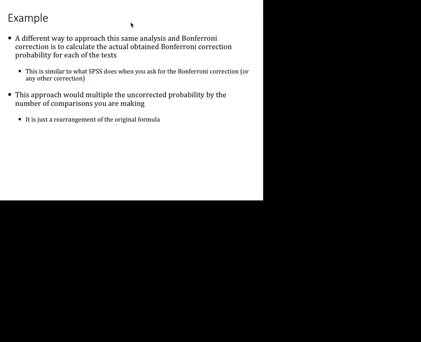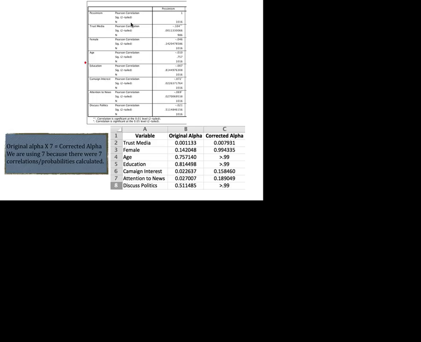And we could take that Bonferroni formula and rearrange it to get to this point. What we do is take the uncorrected probability and multiply it times the number of comparisons that we're making, and that would be a Bonferroni corrected probability.